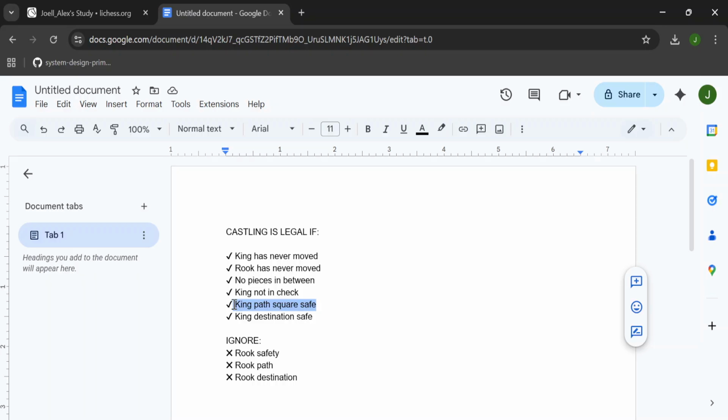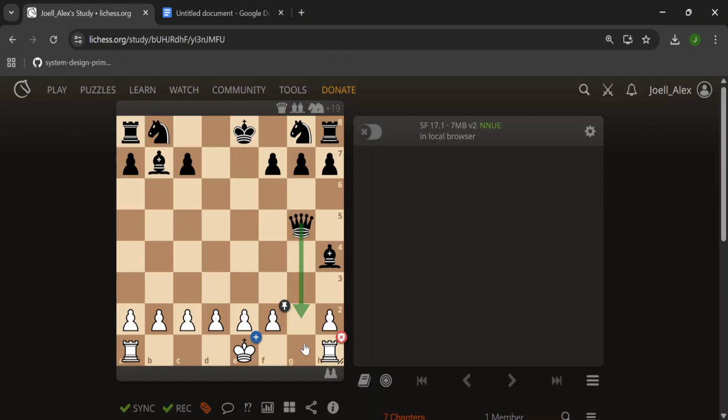The king's path needs to be safe. Next, the next thing we notice is the king's destination needs to be safe. So what does that mean? I'll show you that example. Give me a minute.